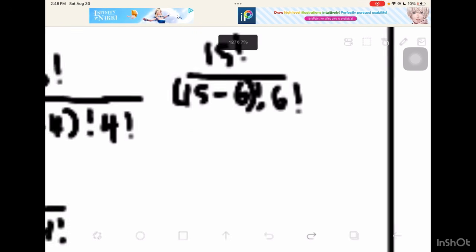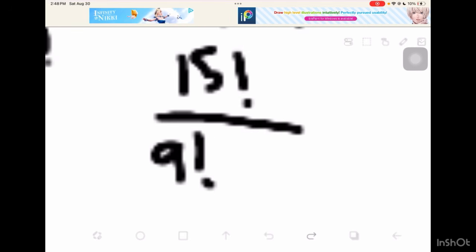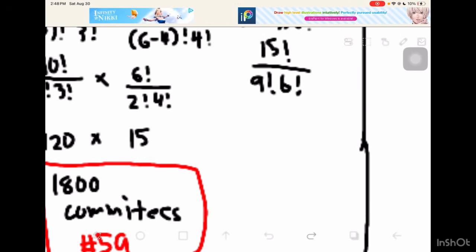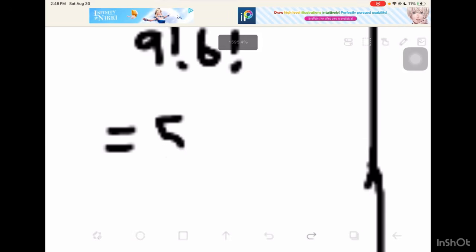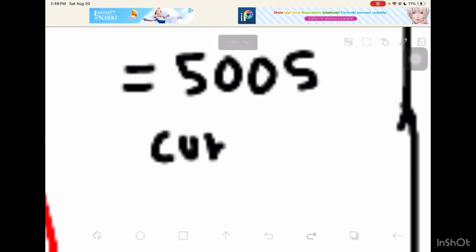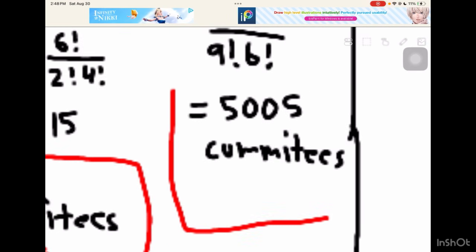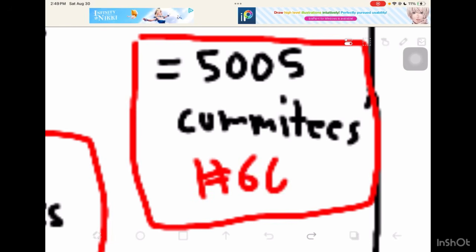So, 6 factorial, there. And that's equal to 15 factorial over 9 factorial, 6 factorial. That's equal to, put that in the calculator, 15 factorial divided by 9 factorial times 6 factorial is equal to 5,005 committees. And that is our final answer for your math ETA, with 60 problems solved.